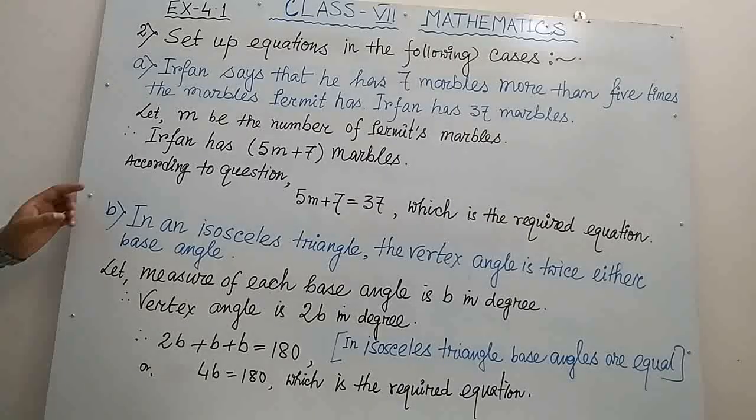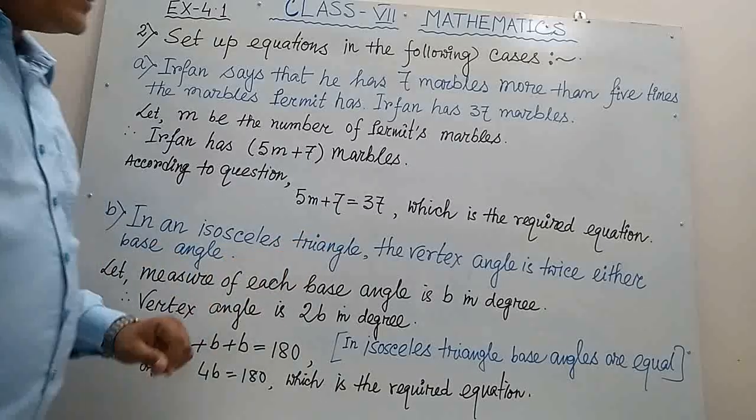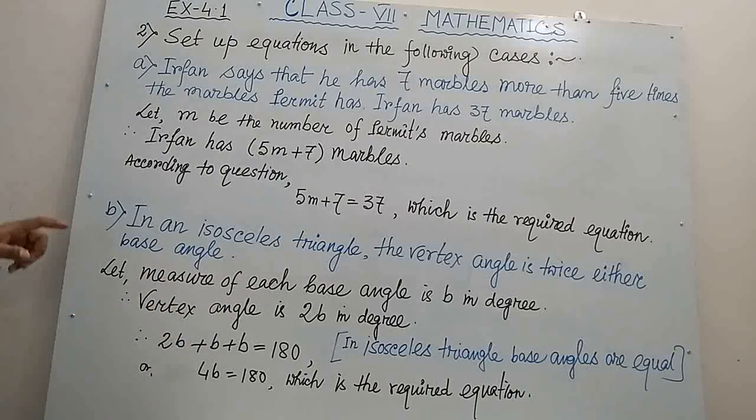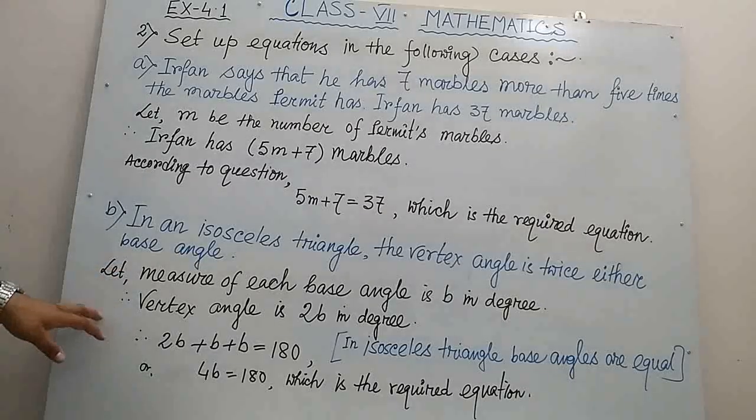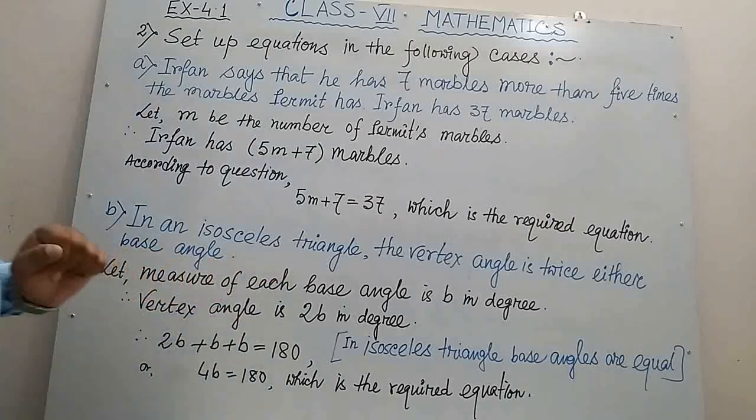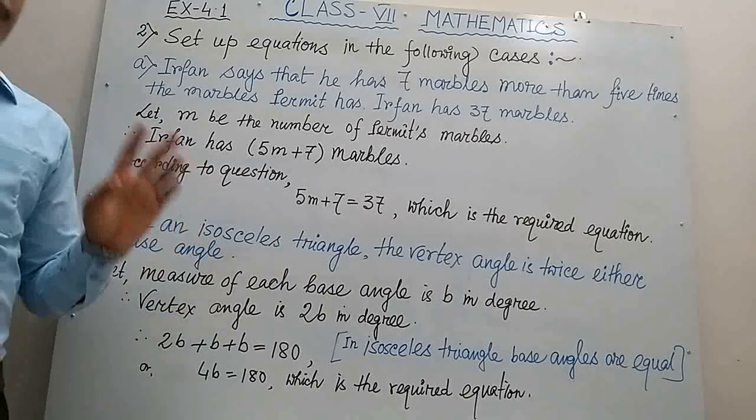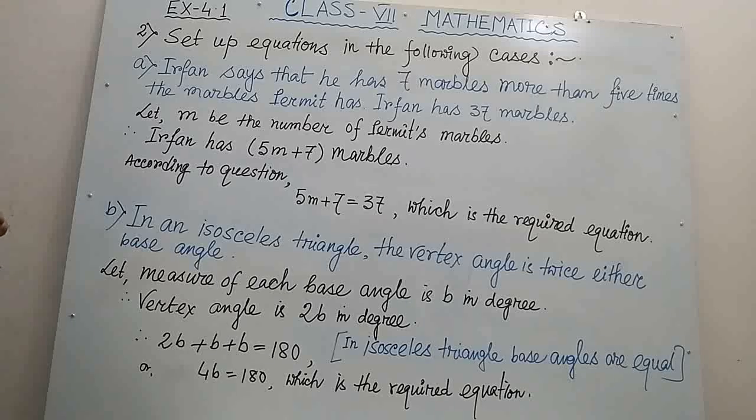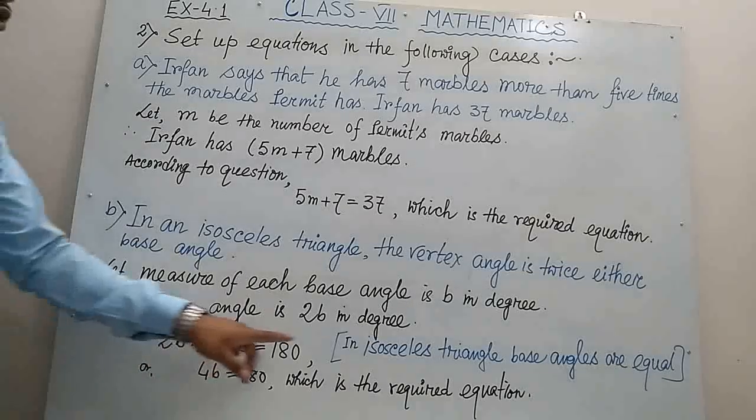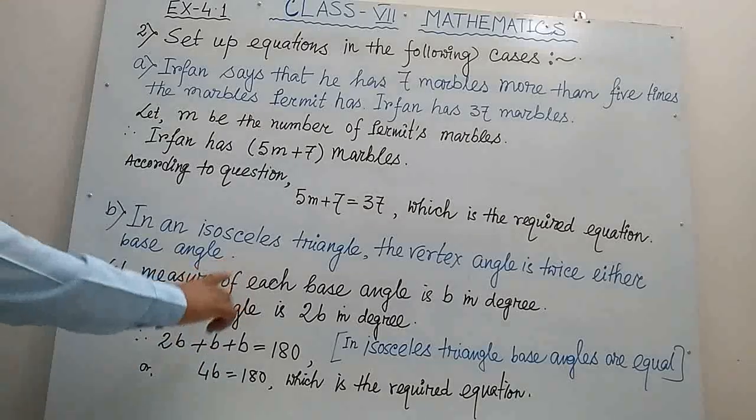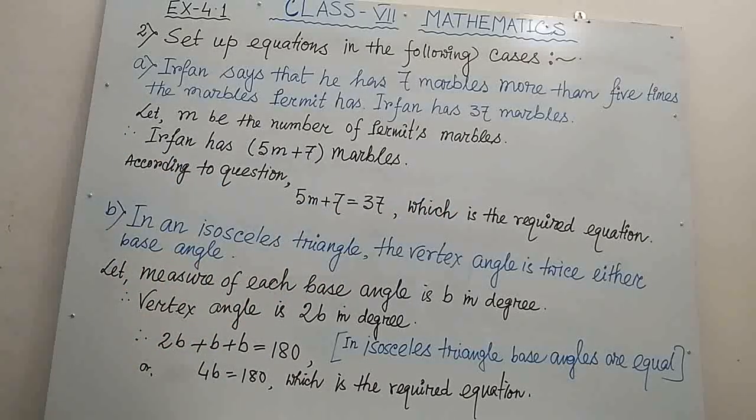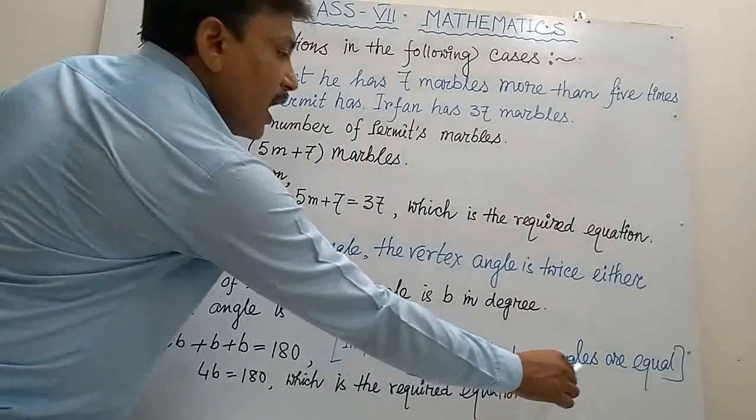Second one, in an isosceles triangle, the vertex angle is twice either base angle. We have to construct the equation. Let the measure of each base angle be b in degrees. So the vertex angle is 2b in degrees, because the vertex angle is twice either base angle. Now just keep in mind that in an isosceles triangle, base angles are equal.